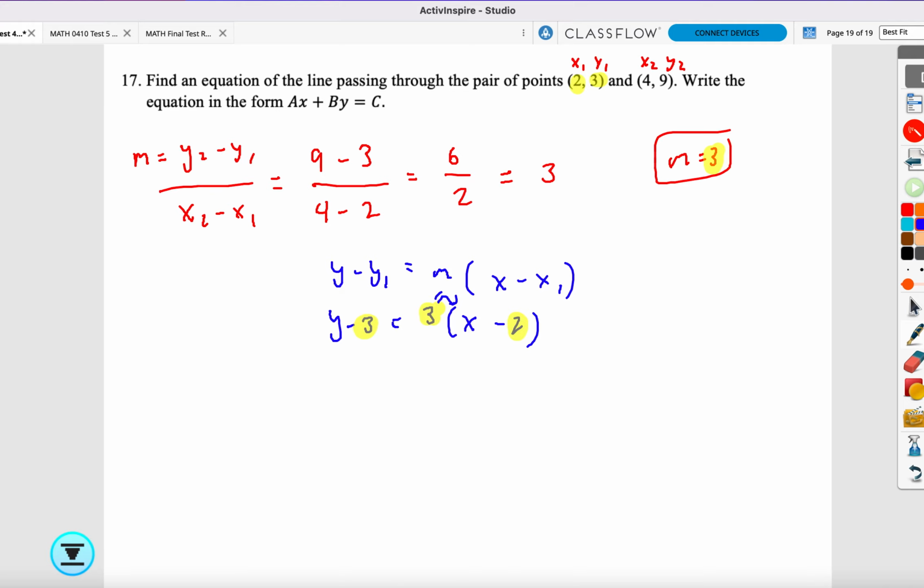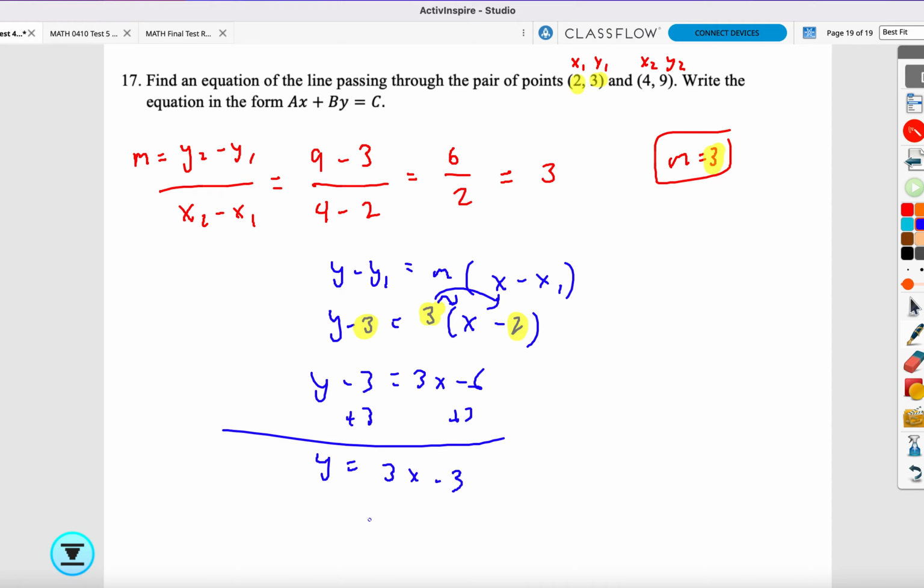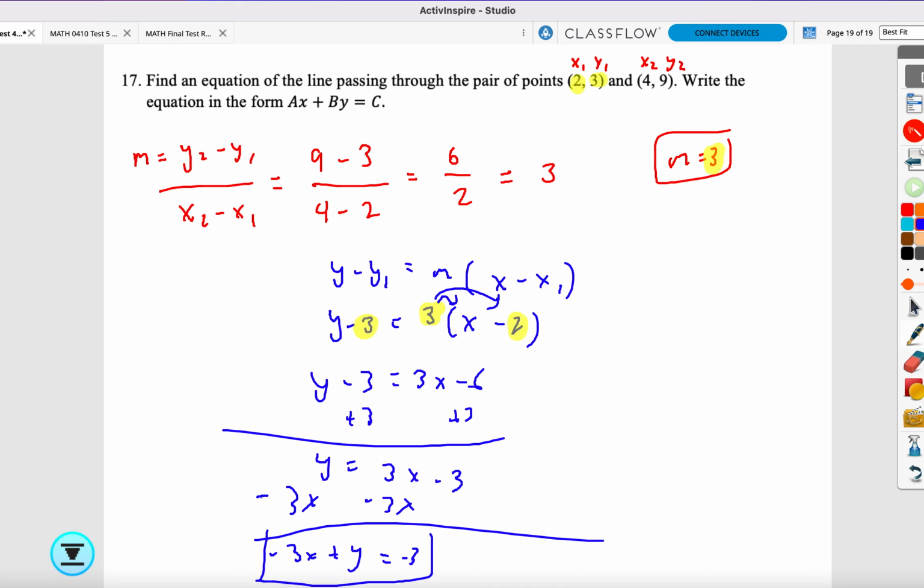We distribute the 3. So then we get 3x minus 6. Add 3 on both sides. So then we get y equals 3x minus 3. Subtract 3x on both sides. So then we get negative 3x plus y equals negative 3. And we're done.